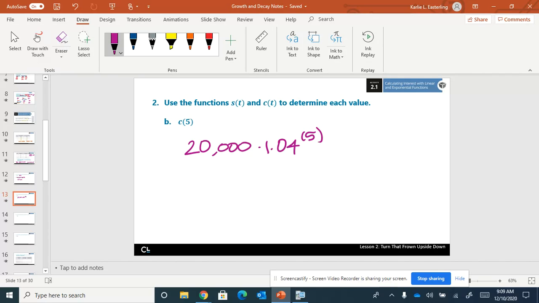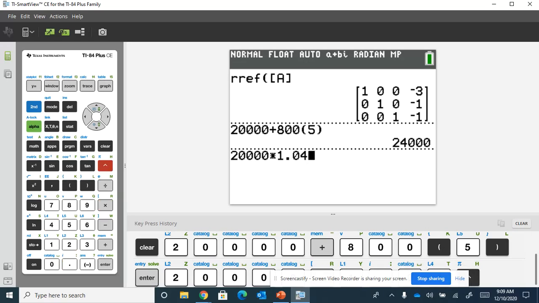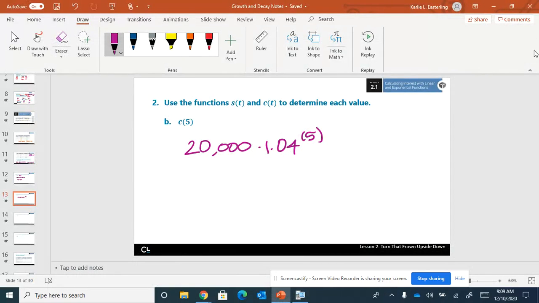Whenever you plug this into your calculator, what you're going to want to click is 1, 2, 3. Is that right? Yeah. Times 1.04 to the 5th power. Definitely round to the second decimal place because we're talking about dollars here. So this will end with 6 cents. It was $24,333.06.